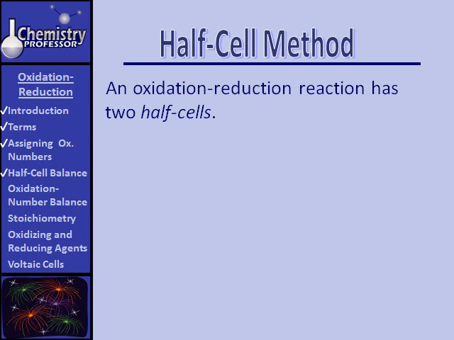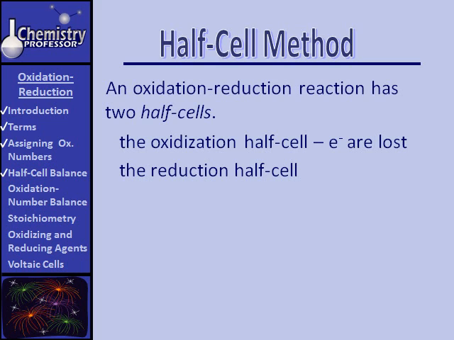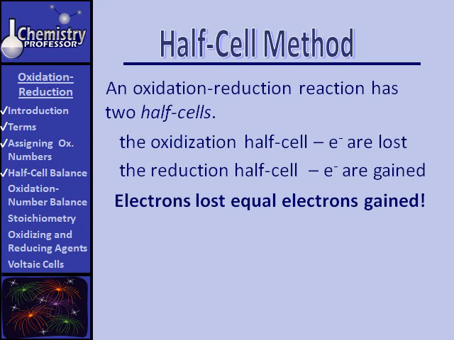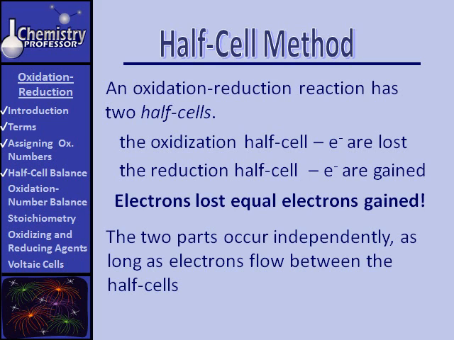Now, an oxidation reduction reaction has two half cells. It has an oxidation half cell in which electrons are lost, and a reduction half cell in which electrons are gained. It's possible to have two oxidation reduction reactions going on at the same time, but we're not going to deal with that. Right now, we're dealing strictly with an oxidation half cell and a reduction half cell. The important thing to remember is electrons lost equal electrons gained. The two parts of the reaction may occur independently just as long as you have a way for electrons to flow between the half cells.